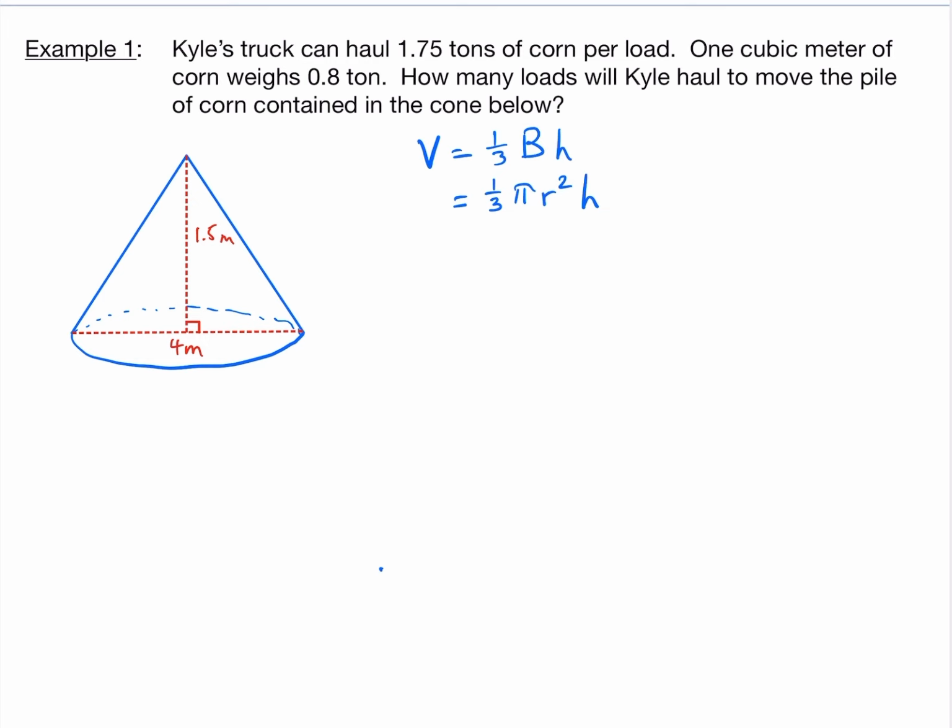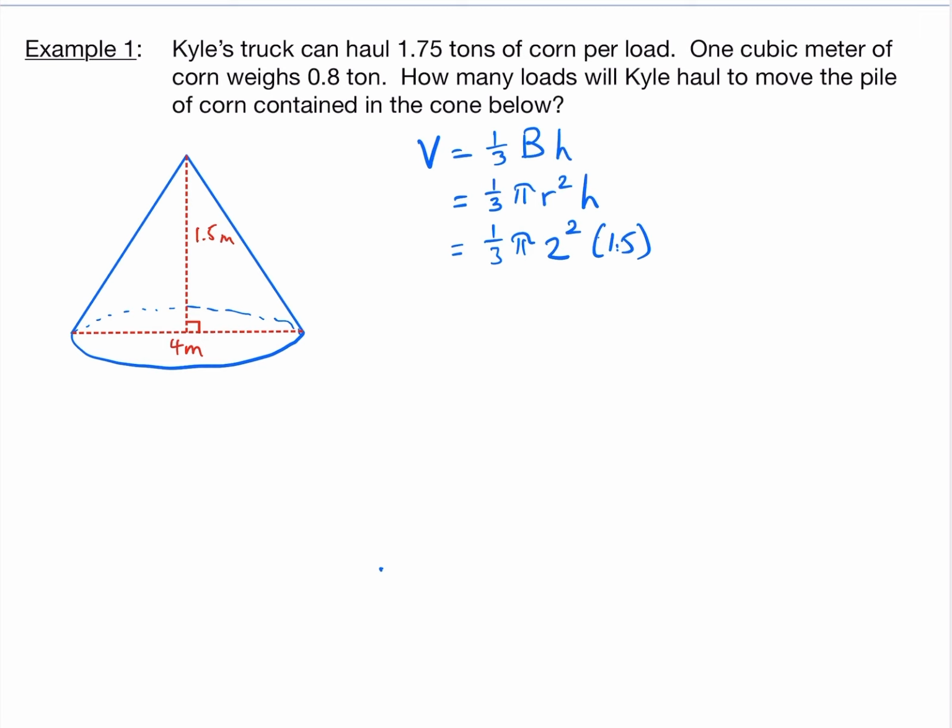And what we have is this is going to equal 1/3 times pi times the radius. Here we're told the diameter is 4 meters, so the radius will be half of that. So that's going to be 2 meters, and that's going to be squared, and then times the height, which is given to us as 1.5 meters.